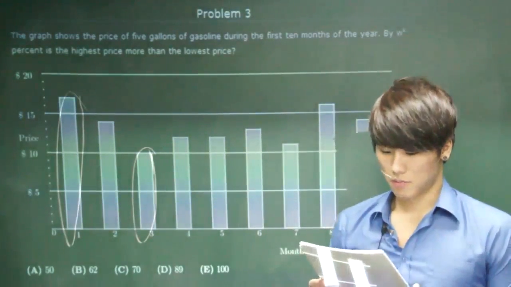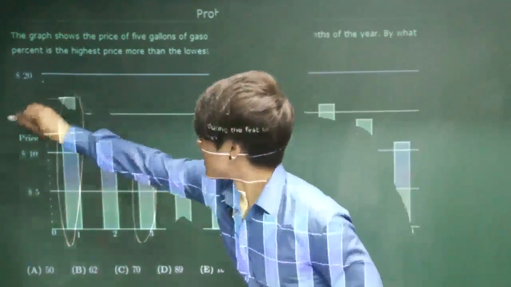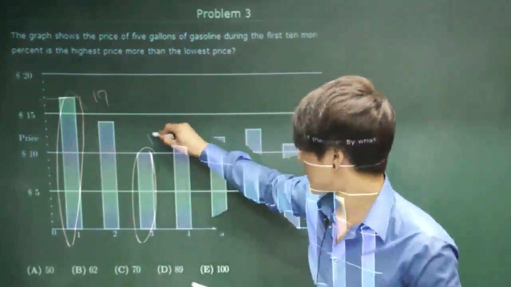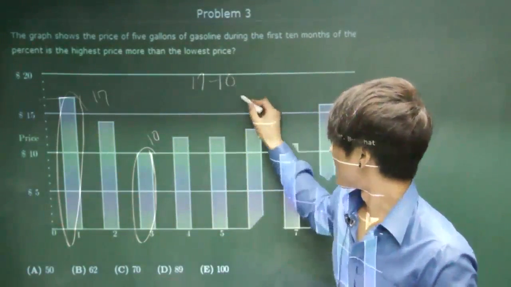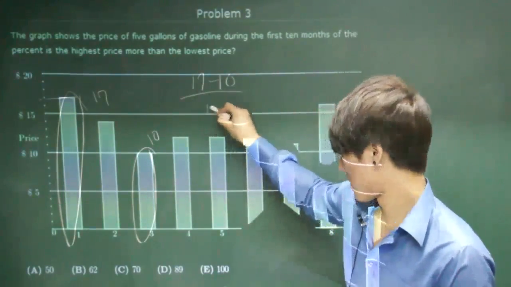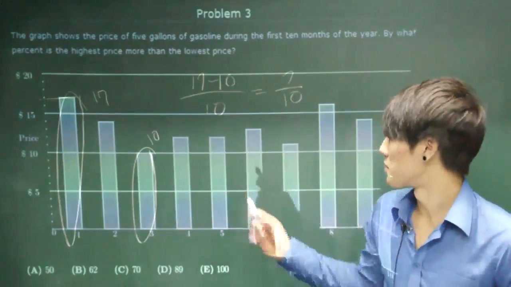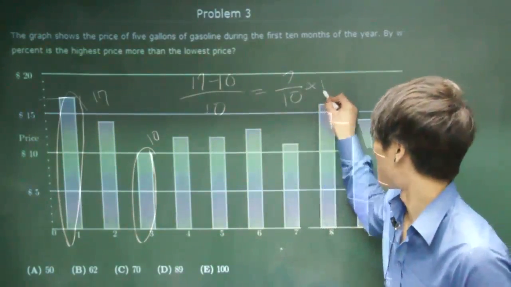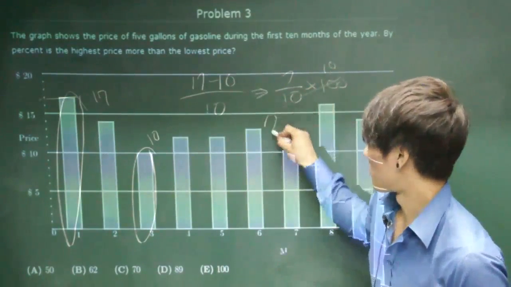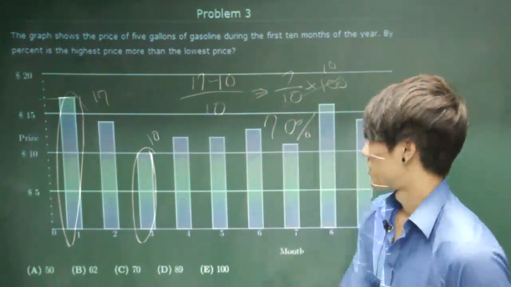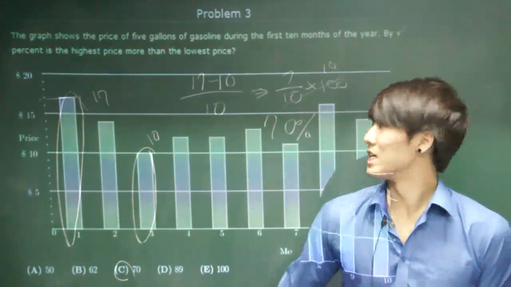And you have to look for by what percent, so the highest is 17, the lowest 10. So 17 minus 10 divided by 10, which is 7 over 10, and you have to show it as a percentage, so you multiply by 100, which will give you 70%. That's choice C.